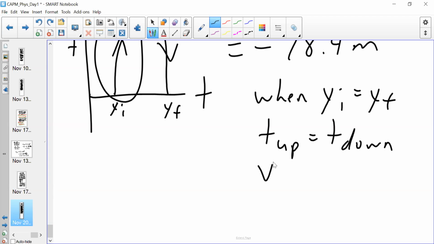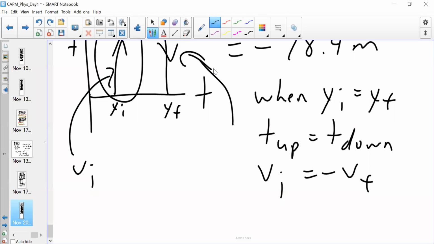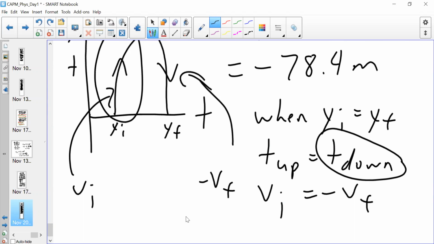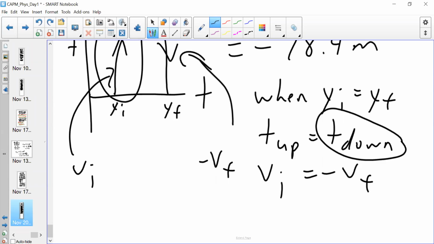The initial upward velocity is going to be equal to the negative downward velocity. So over here we have VI, and over here it comes back down at negative VF. Those will be equal. So we know that the downtime is going to be 4 seconds and it's equal to the uptime. And we can use that to calculate the distance that it travels upward.